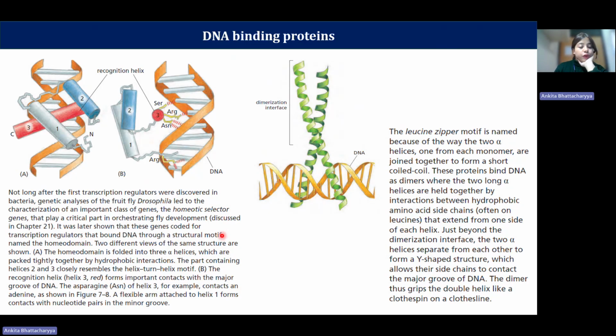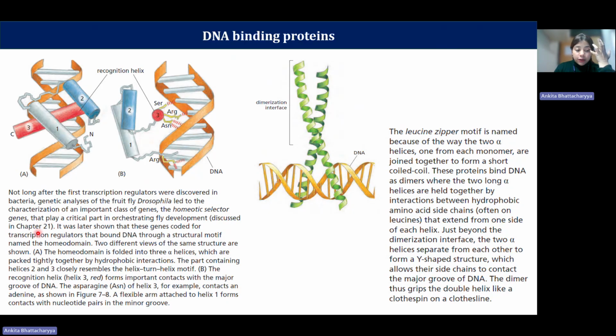And two different views of the same structure have been shown. First, you can see the three different helices. Again, the red one is the recognition helix, which is facilitating direct interaction with the DNA, and then you have helix 1 and 2 as well. And the part that contains helix 2 and 3, the recognition helix and the other one, resembles the helix turn helix motif. Now, the recognition helix 3, shown in red, forms important contacts with the DNA groove.